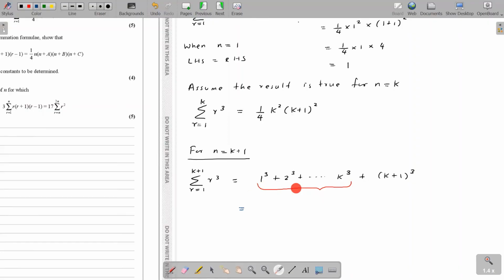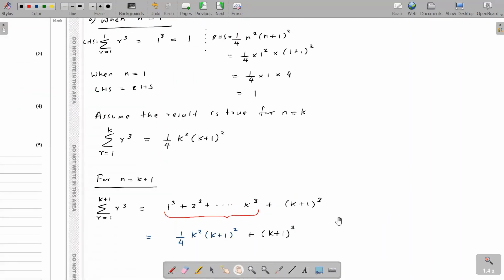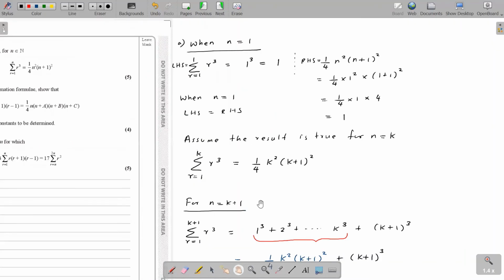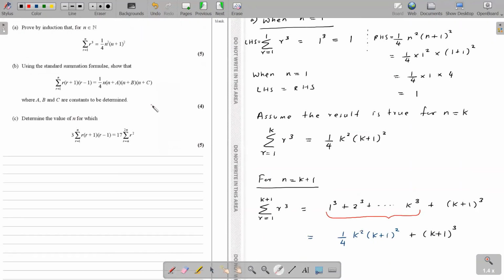Assume the summation of r cube from 1 to k is given as 1 over 4 k square, k plus 1 square. And then we should add the k plus 1 cube. By the way, what's the answer that we are supposed to get? We need to prove the result. When n equals k plus 1, we have to show that we get the result. Replace n by k plus 1: 1 over 4, k plus 1 square, k plus 2 square. This is the result that we are supposed to get by opening the summation formula manually.